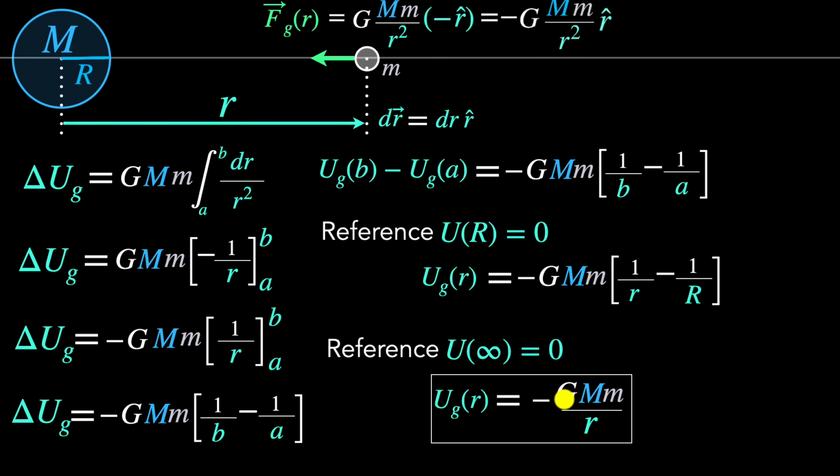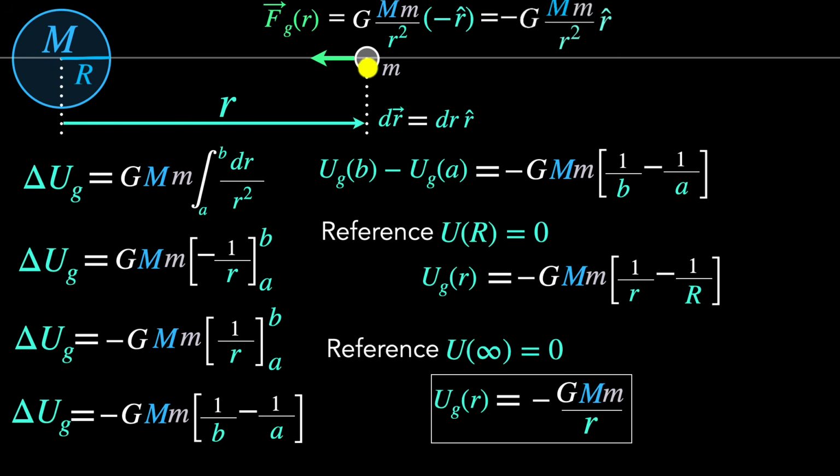Isn't this a much simpler expression compared to this one? That's why we like to choose this as our reference. Again, remember, there's nothing wrong with this reference. This expression is perfectly valid for this given reference, but this is the most convenient one, and therefore we choose this one. All right, so now we have established what we wanted, but let's do some sense check and see if we can get some intuition behind what this expression is saying.